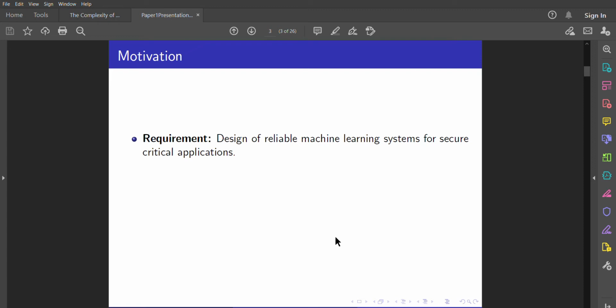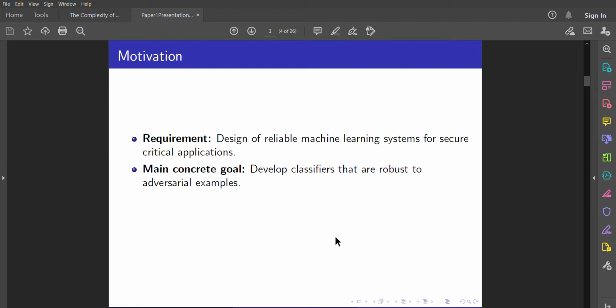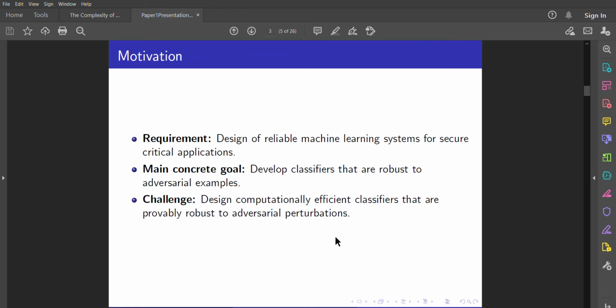So the main motivation of this paper is the requirement to design reliable machine learning systems for security-critical applications. The main concrete goal is to develop classifiers that are robust to adversarial examples. And next, the challenge of this goal is to design computationally efficient classifiers that are provably robust to adversarial perturbations.